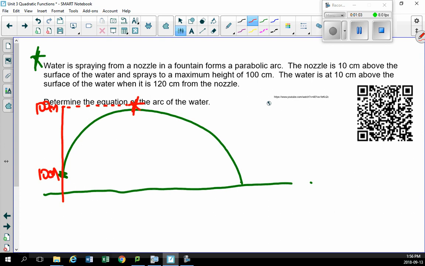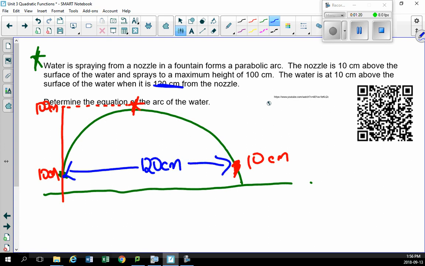Now, the water is at 10 centimeters above the surface of the water when it hits the water again, maybe a sensor or something down here. So that's at 10 centimeters as well. And then it says it's at 120 centimeters from the nozzle. So from here to here, it's 120 centimeters. Very cool. Okay, so with all of that information down, we should be able to figure out some kind of quadratic function out of this mess.